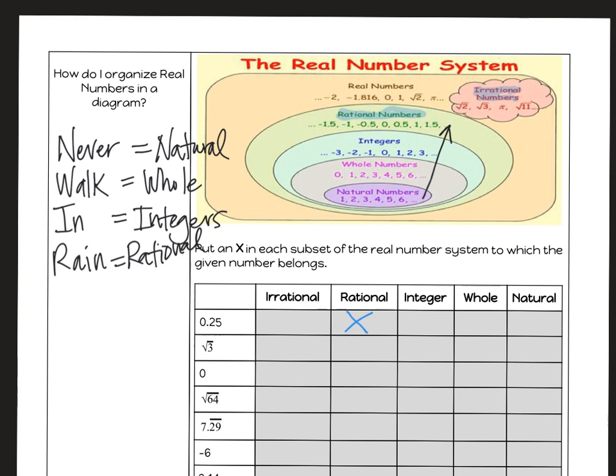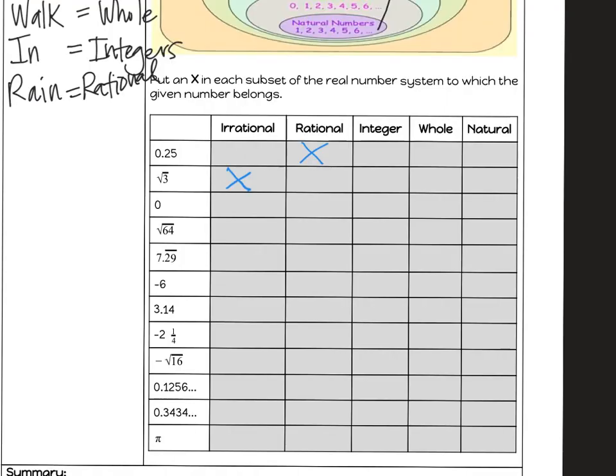Our next one is the square root of 3. If you were to plug that into the calculator, you would get 1.73205080 and continued. Because of that, this is a number that does not end and it does not have a repeating pattern as well. And so because of this, it is an irrational number, and so it cannot be in any of the other subsets.